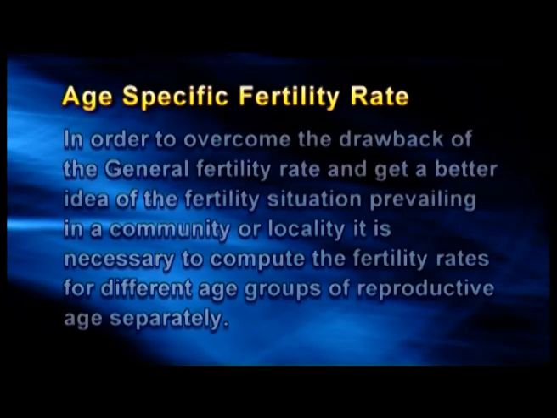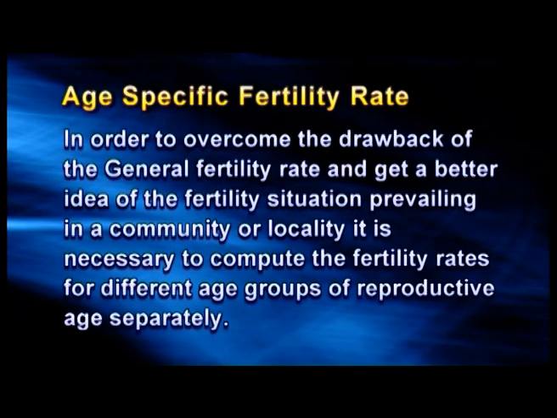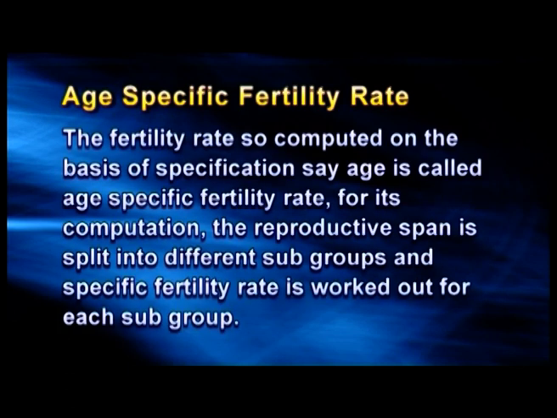Let us now discuss age-specific fertility rate. In order to overcome the drawback of the general fertility rate and get a better idea of the fertility situation prevailing in a community or locality, it is necessary to compute the fertility rates for different age groups of reproductive age separately. The fertility rate so computed on the basis of a specification, say age, is called age-specific fertility rate. For its computation, the reproductive span is split into different subgroups and specific fertility rate is worked out for each subgroup.